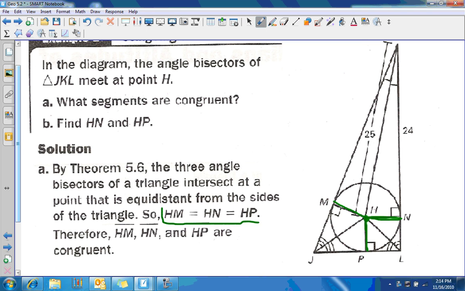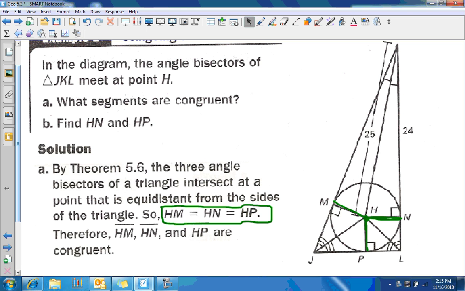MH, HN, HP. That's all I know. Okay, there's nothing else. It didn't tell me that's perpendicular bisectors. That's all I know, is those three lengths are the same. Now I need to find the length of HN and HP. Well, I know HN and HP are the same, right? We just said that. They're all congruent.